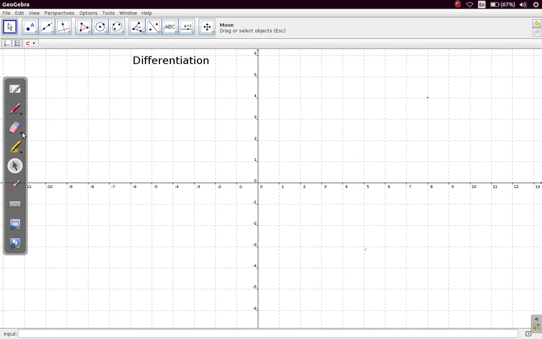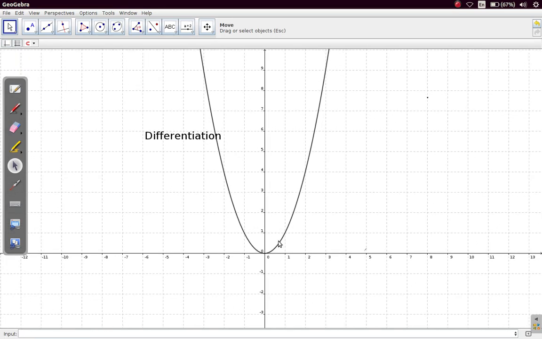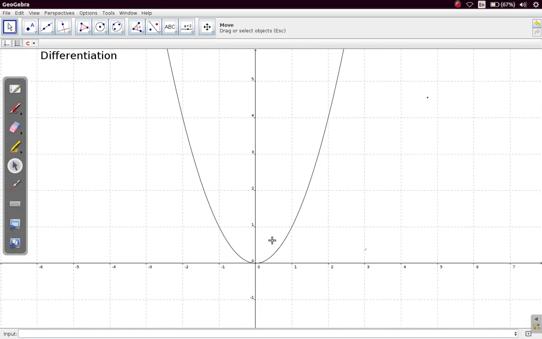Now, suppose you have this graph, x to the power of 2. So that's x squared. Let's take a closer look.